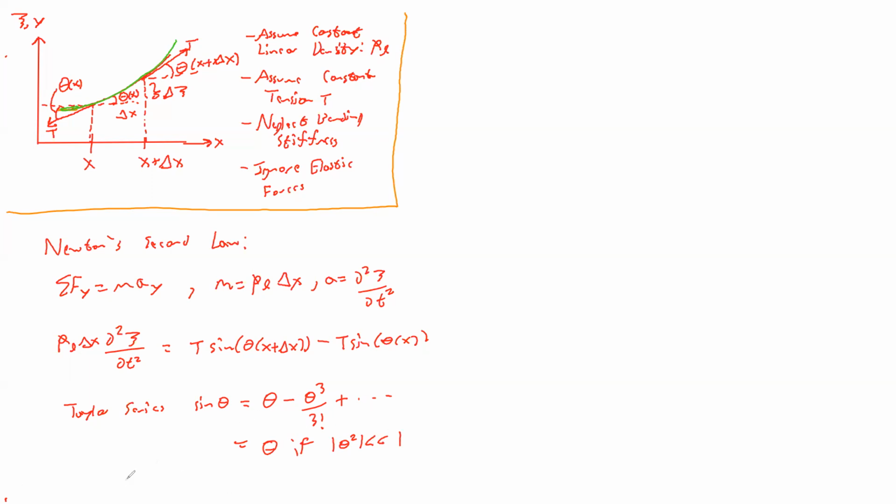Why is this true? Well, if you factor out a theta here, we have theta times 1 minus theta squared over 3 factorial plus some higher order terms. If theta squared is much, much less than 1, then 1 minus much, much less than 1 divided by 3 factorial is even smaller, so it's basically 1. Okay, so we can rewrite this equation, replacing sine of theta with just theta. So let's do that.